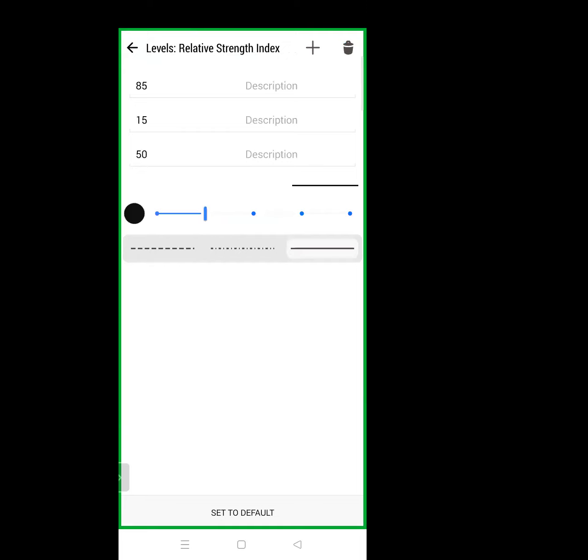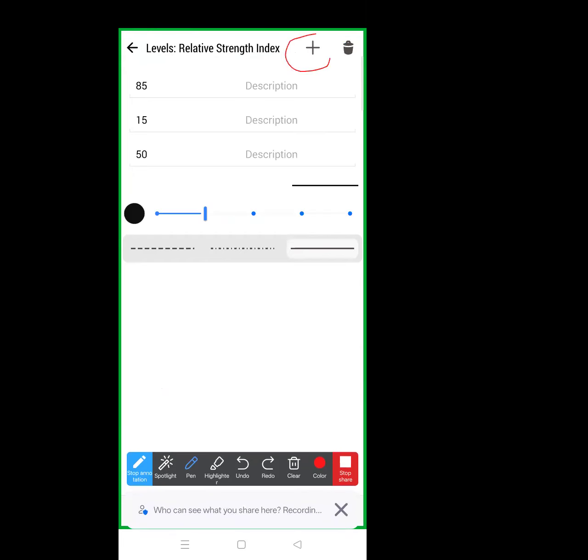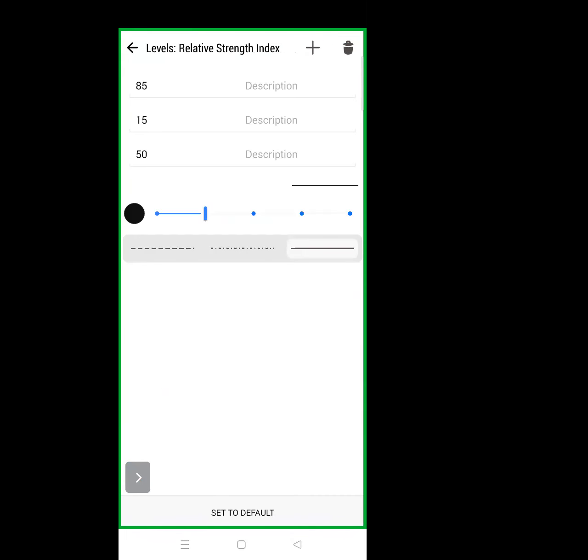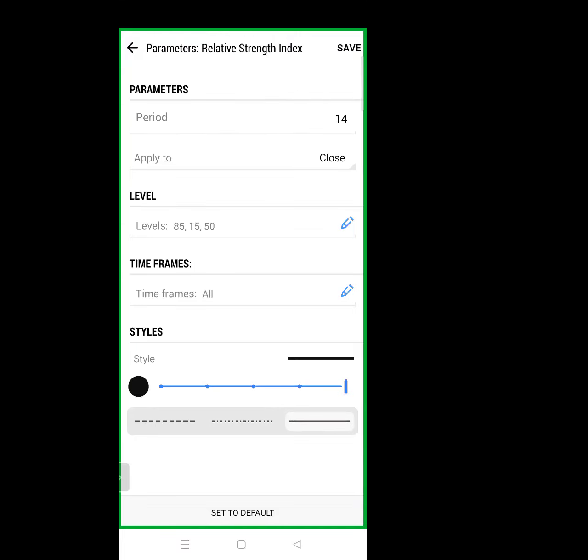Ordinarily by default, it comes with two levels at 70 and 30. This plus sign is to add level. So you add and you also put the level in terms of the number you want to give to it. Okay. So the RSI levels I use are 50, 15, 85. 50 is the mid level, 15 is the base, while 85 is the height. Okay, so let's look at it.